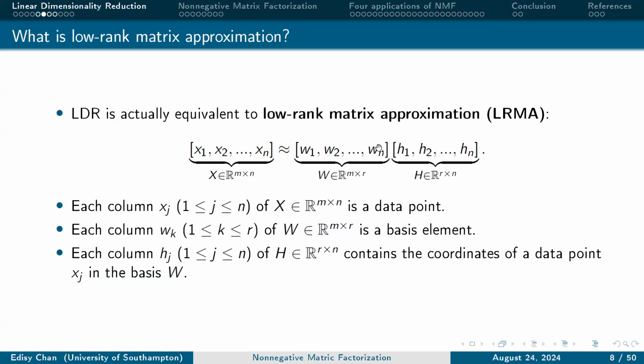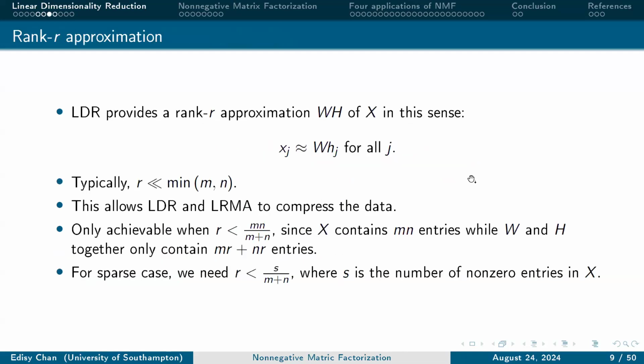This product consists of an m by r matrix, whose columns are the basis elements W_k, and H, which is the matrix of scalars. The columns there contain the coordinates of the data points with respect to the basis. So basically, the LDR provides a rank r approximation of X in the form of WH.